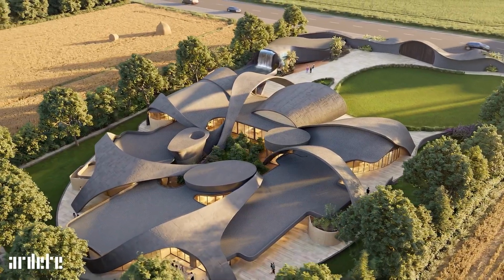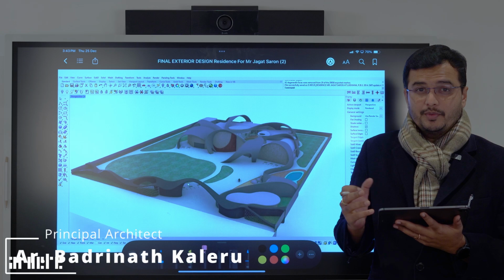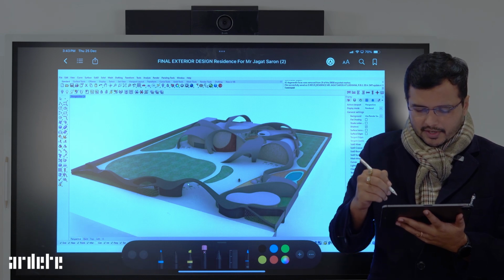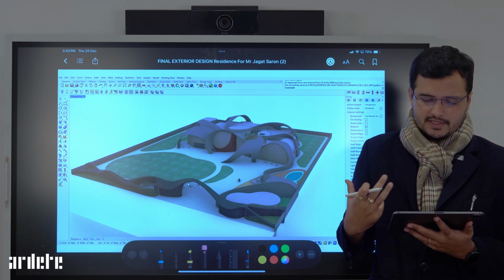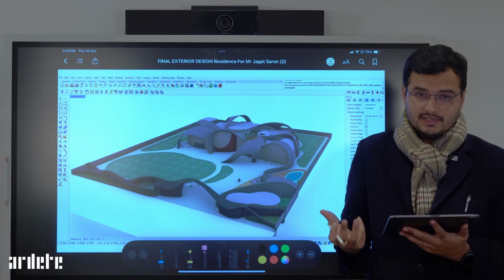So this is a very interesting project that we have been working on recently. I think this is something that we would want to share, wherein if you look at it, it feels as if it's something like a different kind of organism, let's say.